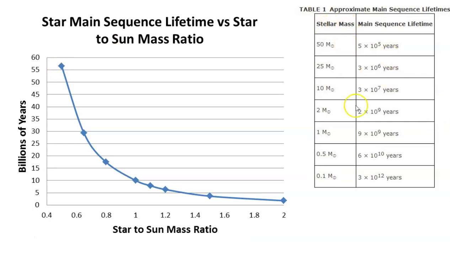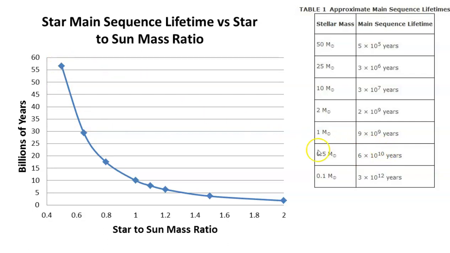So right here it says stellar mass. If you go down 0.5 solar masses, it's going to be 6, but there's a 10 here, so that actually means it's 60 billion years. So if it's to the 9th, that's a billion. Since this is to the 10th, it's really saying it's 60 billion years.